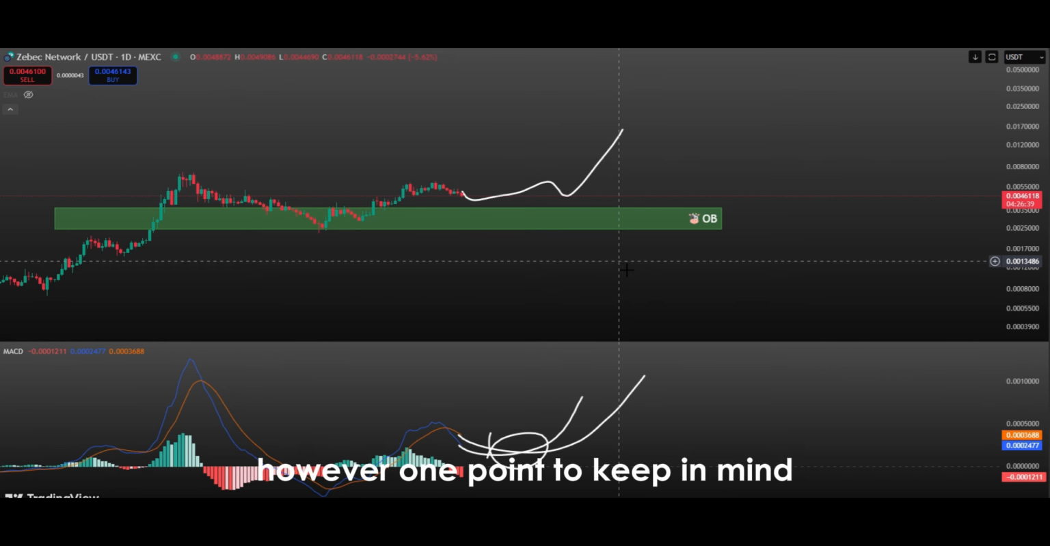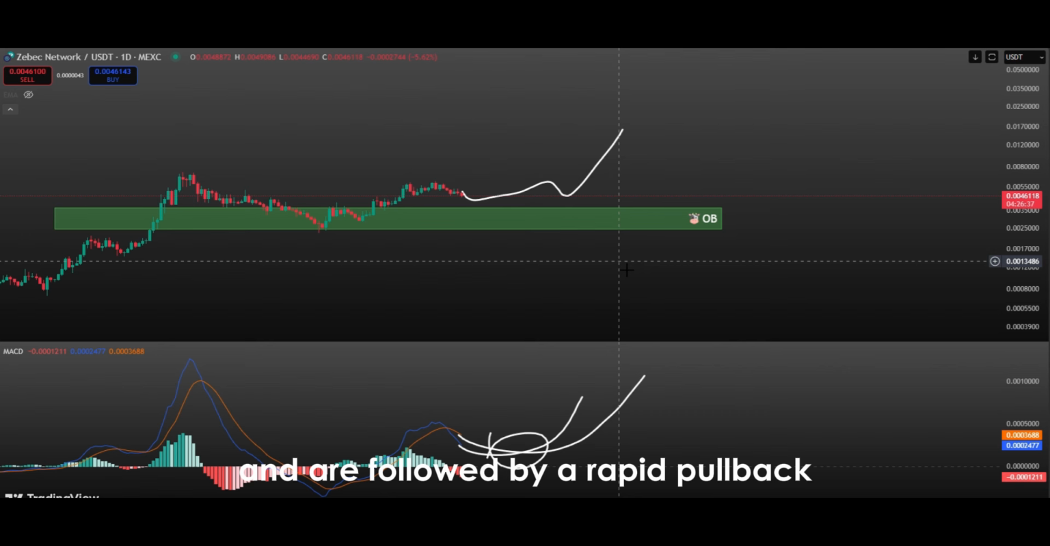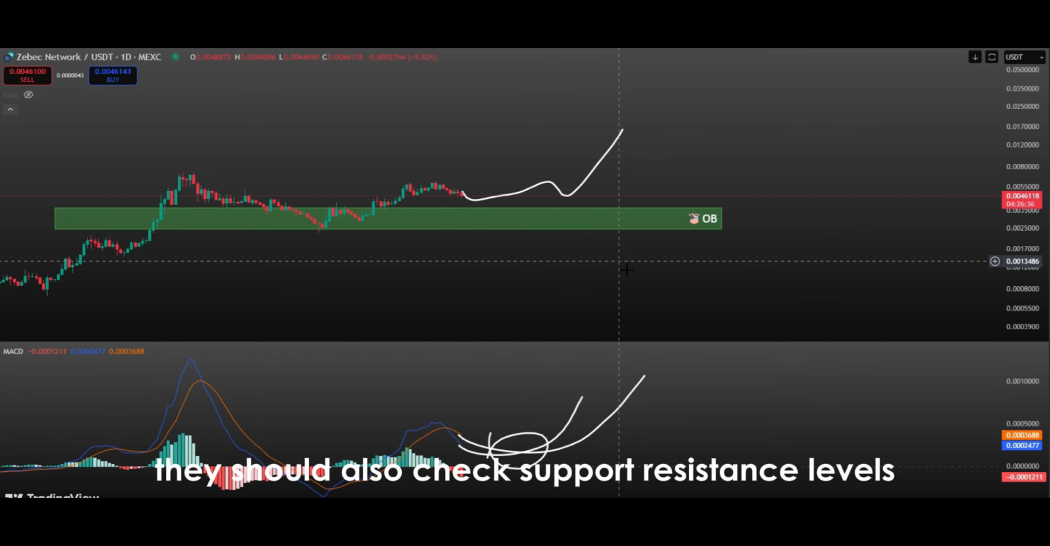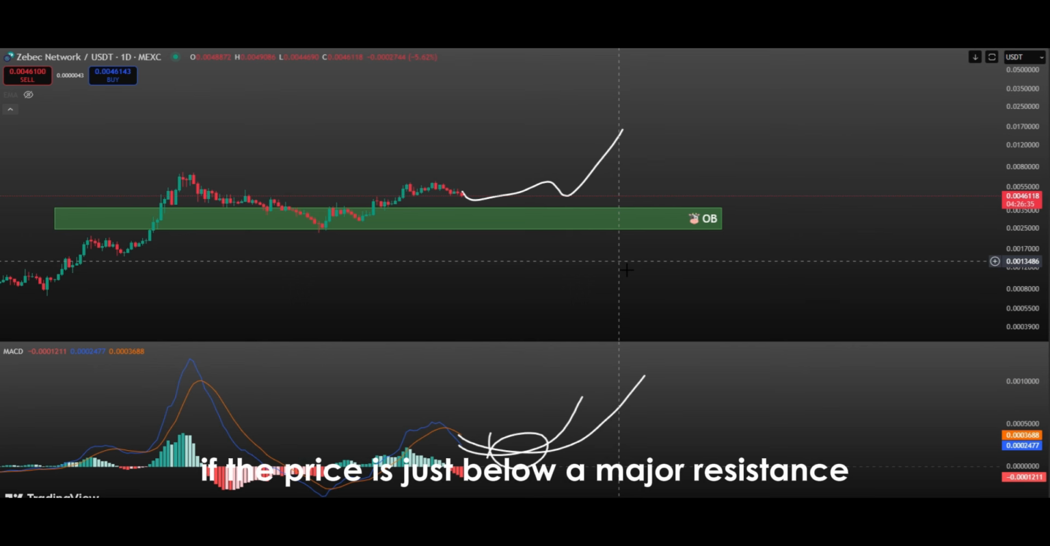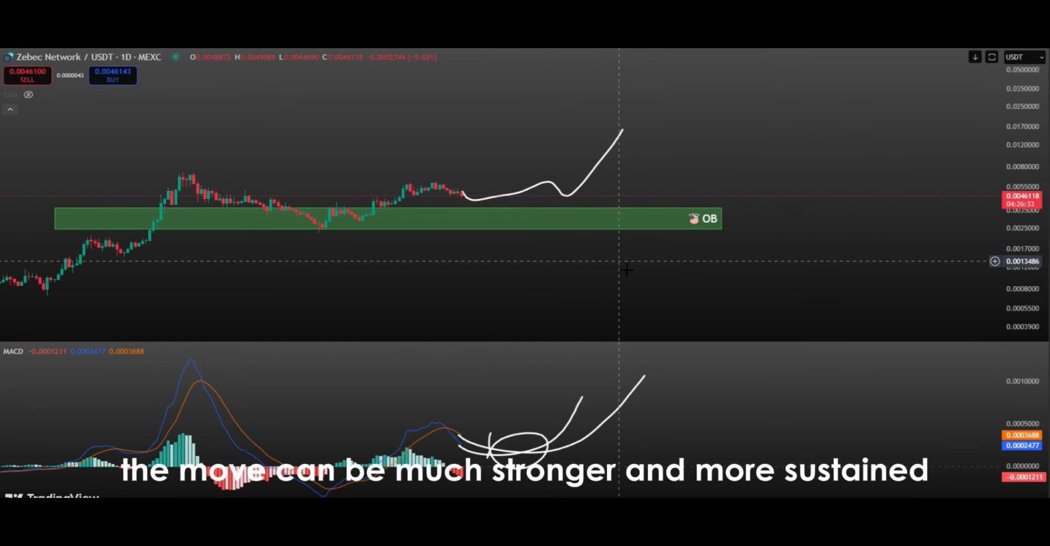However, one point to keep in mind is that not every pump is permanent. Some pumps result from short-term profit-taking and are followed by a rapid pullback. Therefore, when investors see an upward MACD crossover signal, they should also check support and resistance levels, trend structure, and volume data. If the price is just below a major resistance and selling pressure is high there, the pump may be short-lived. But if resistance is broken, the move can be much stronger and more sustained.